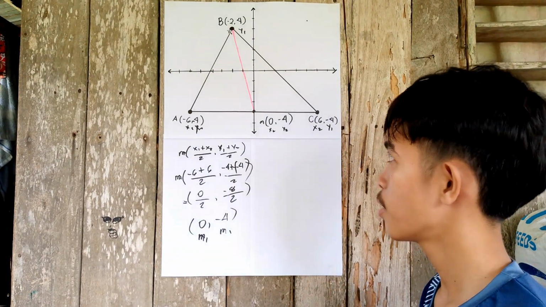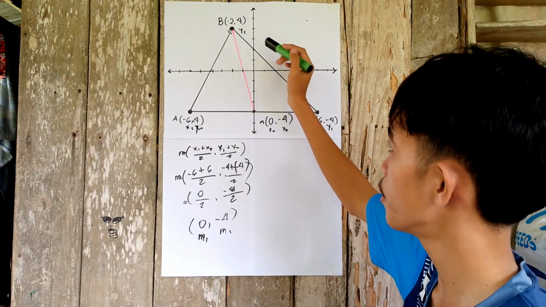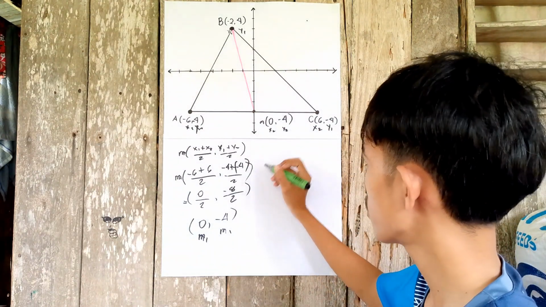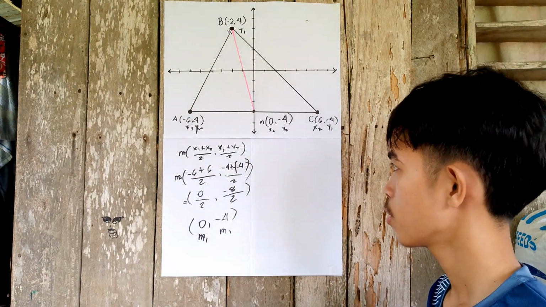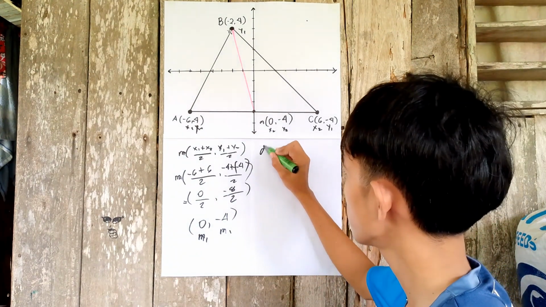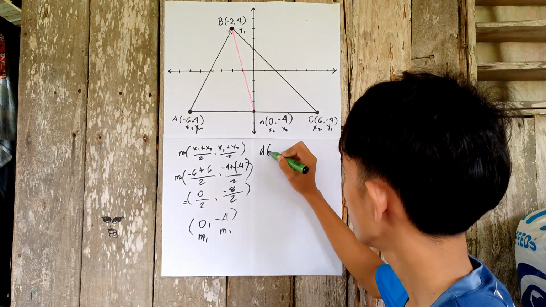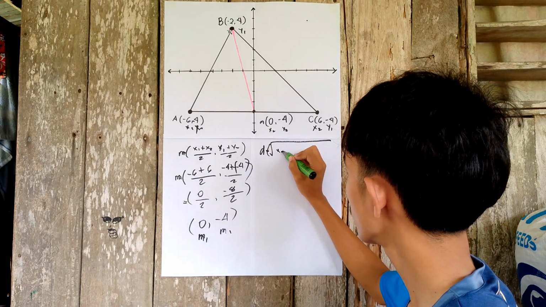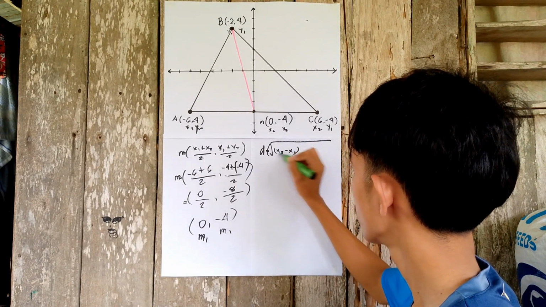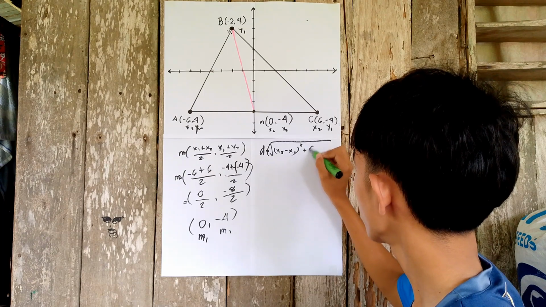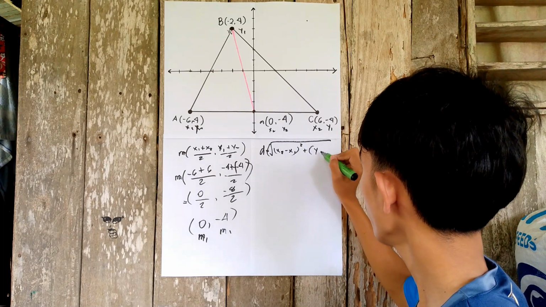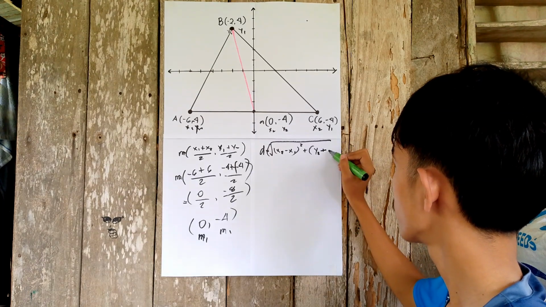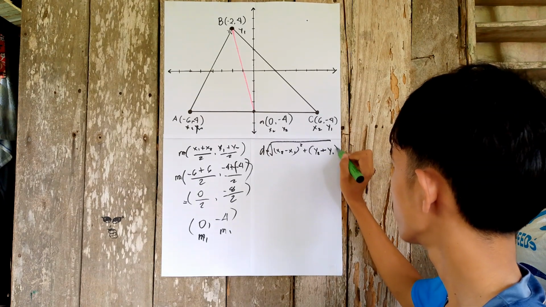To find the length from the vertex to the midpoint of the opposite side, we can use the distance formula. So the distance formula is d equals the square root of (x2 minus x1) squared plus (y2 minus y1) squared.